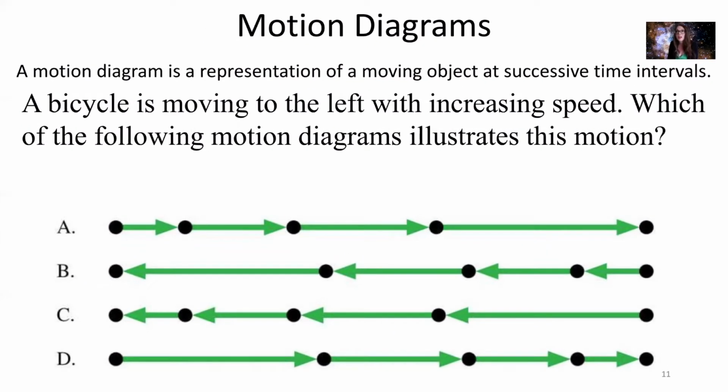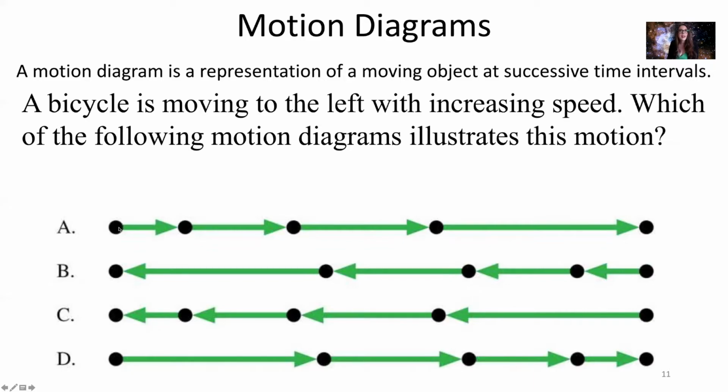And briefly, we are going to talk about motion diagrams. A motion diagram is a representation of a moving object at successive time intervals. So here we have an example. A bicycle is moving to the left with an increasing speed. Which of the following motion diagrams illustrates this motion?